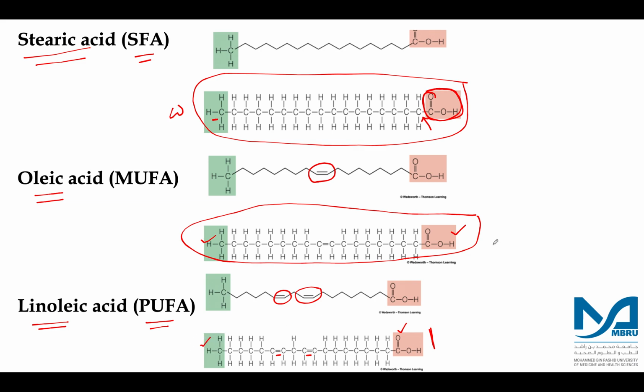So I believe that these structures will help you to understand the classification of fatty acid based on saturation. And these are very basic concepts. If I give you a structure of a fatty acid in an exam, you should be able to classify them very easily by looking at the level of saturation and identify if it is a saturated one, a monounsaturated one, or a polyunsaturated one.